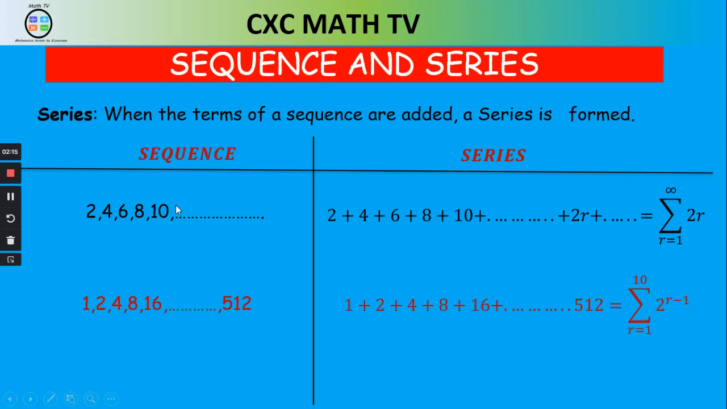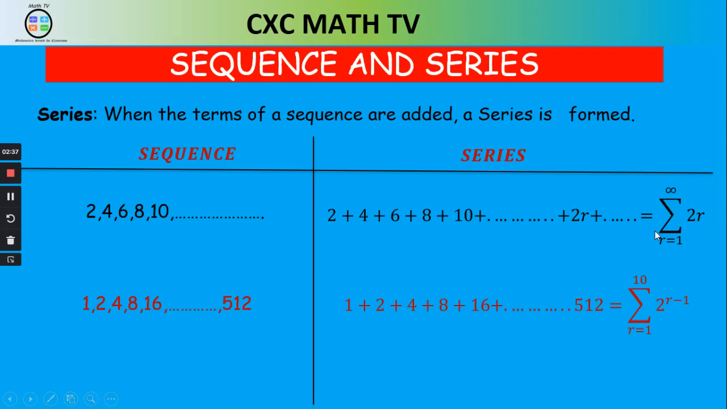Now, if this is a sequence, the series is just adding up all the terms of a sequence. So when you add 2, 4, 6, 8, 10, 12, 14, 16, and so forth, when you add all of them, that's the series. So sequence is listing out the terms, series is adding up the terms of the sequence.